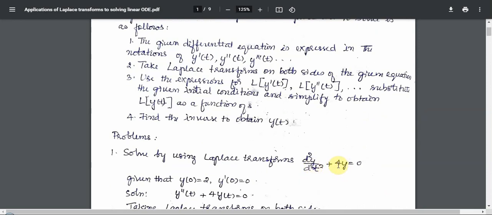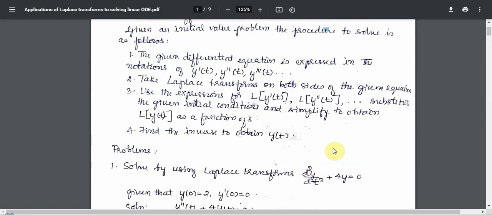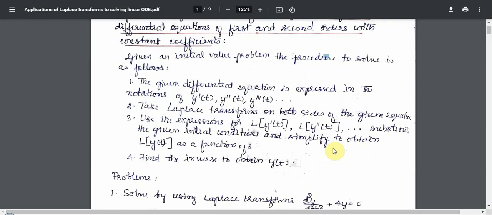There are no powers of coefficients coming over here. Therefore, it is linear. The coefficients are constants. It may be a first order or a second order ordinary differential equation. First order means it is only dy by dx. Second order, there may be second derivatives coming over here. Okay. So we are applying the method of Laplace transform to solve this.